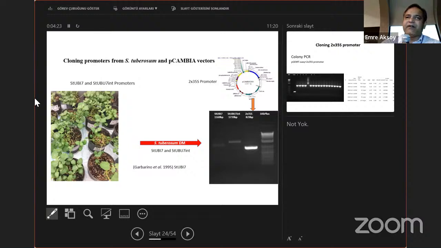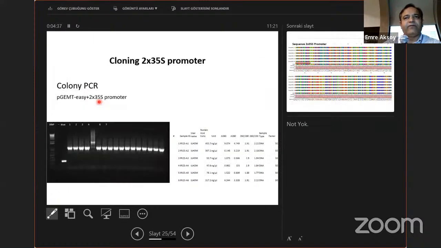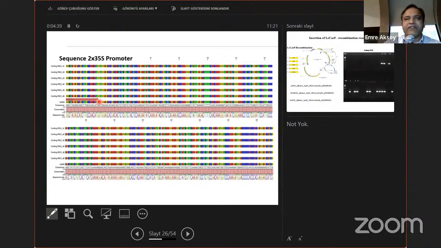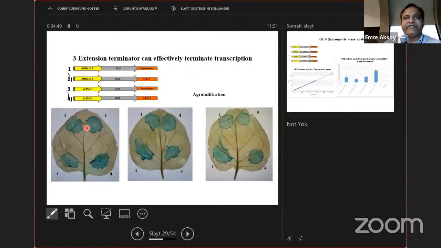And these ones, which I said my student isolated from potato, we could not get good results. Well, you can say we were not successful in getting those, but the 35S, yes, fine. It was quite fine with 35S. And then next, we inserted Cas9 just upstream of the promoters.